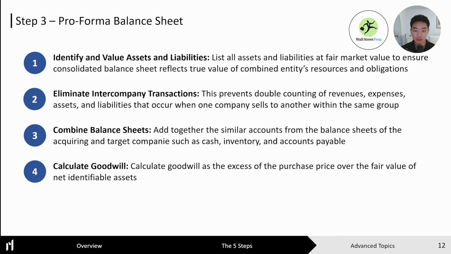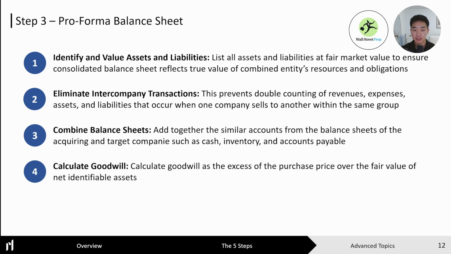Next is calculating your goodwill as the excess of the purchase price over the fair value of net identifiable assets. So this is also a slightly more advanced topic, but whenever you purchase another company, let's say they have $100 million in assets or something around there, and then you're actually purchasing the company for $150 million, there's a plug in the model that you're going to need to add. Because if you're purchasing the company for 150, but their assets are worth 100, your balance sheet's not going to balance. There's that 50 that you need to plug in, right?